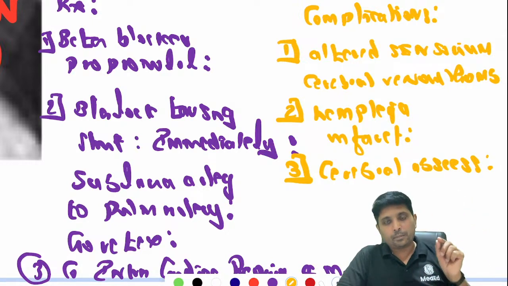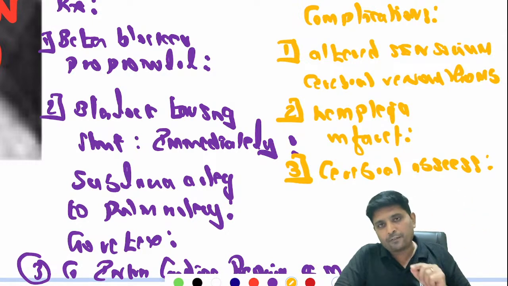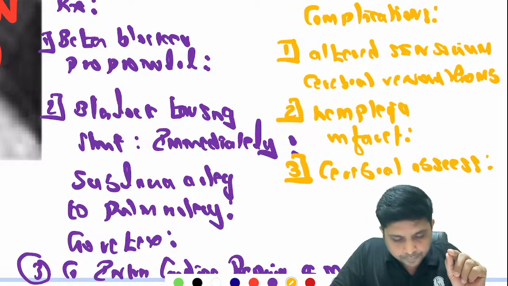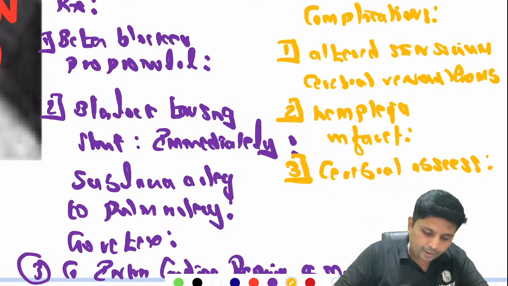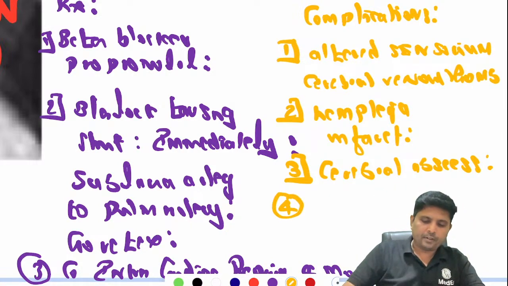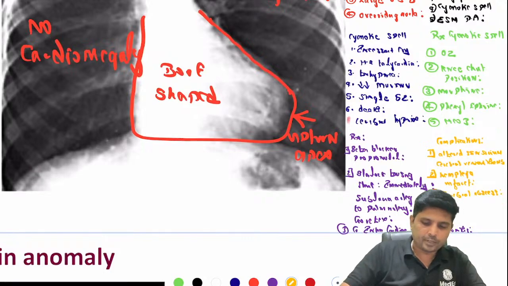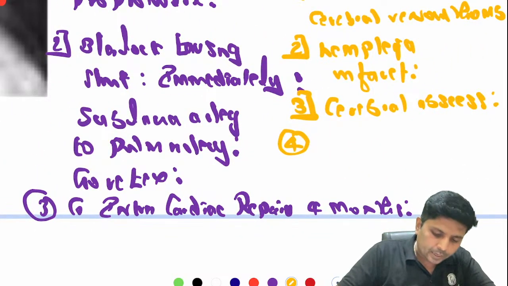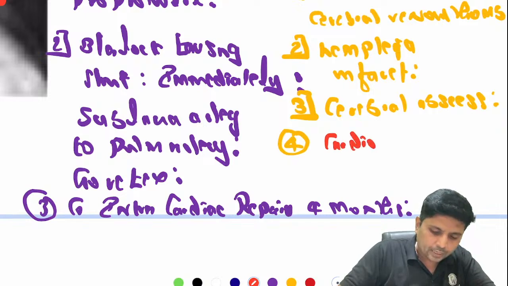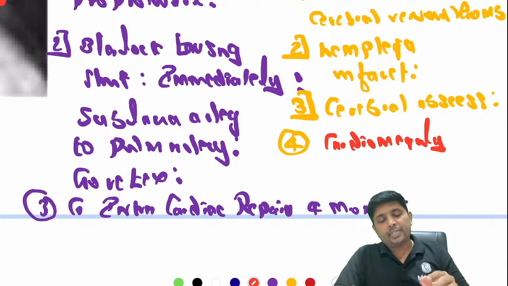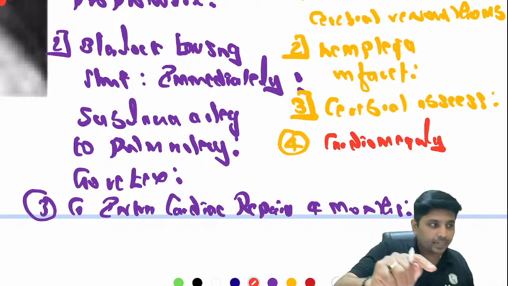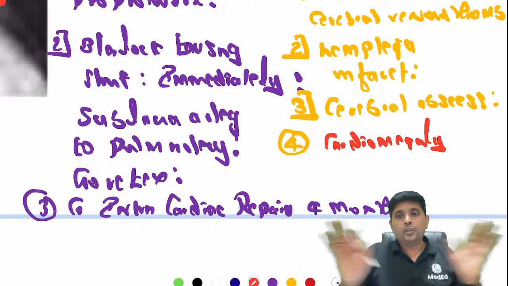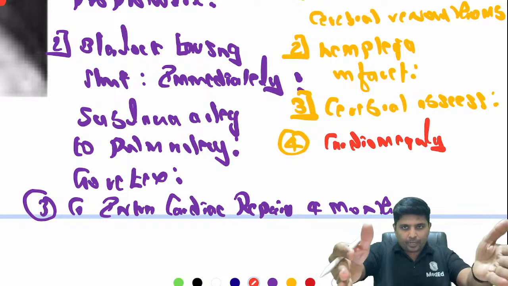So these are all some of the complications of tetralogy of Fallot. Finally, one more very important thing is, will you get cardiomegaly? No, you don't get cardiomegaly. Cardiomegaly you will get only when there is increased pulmonary blood flow. Here there is decreased pulmonary blood flow, so you won't get any cardiomegaly.